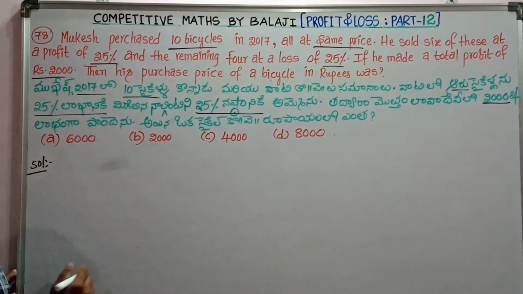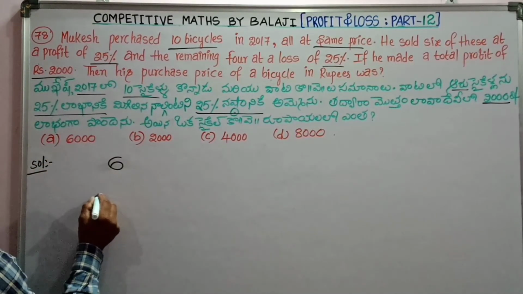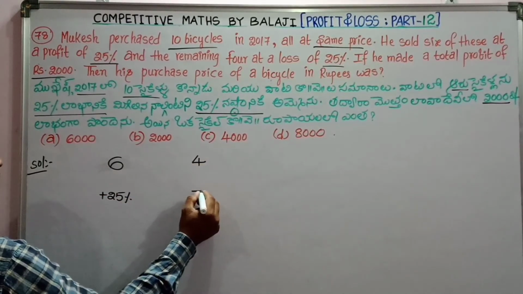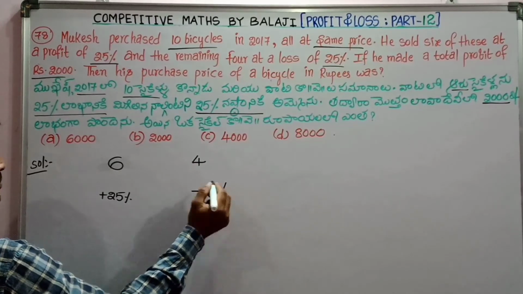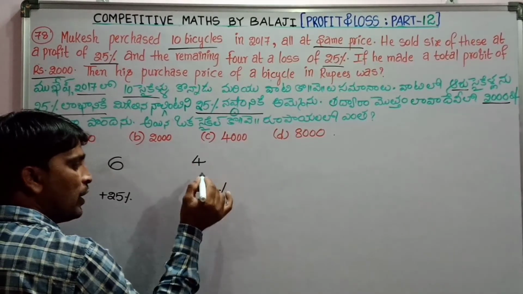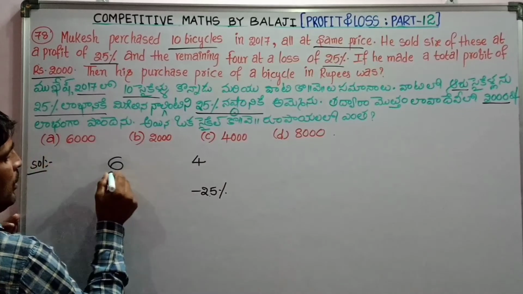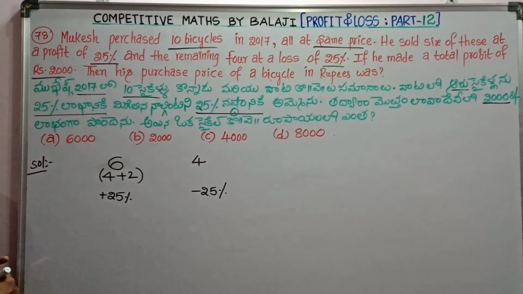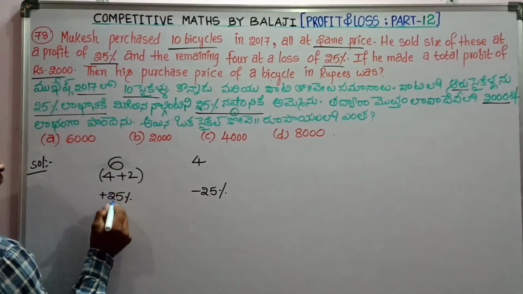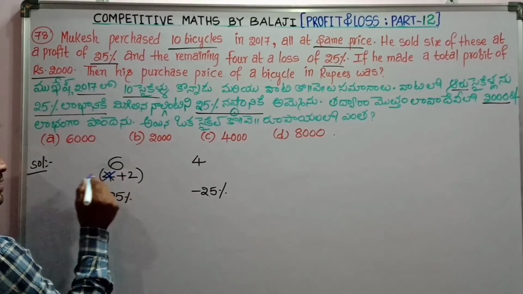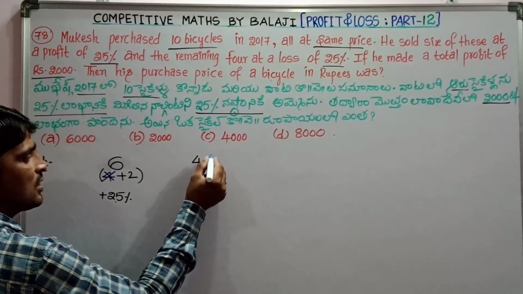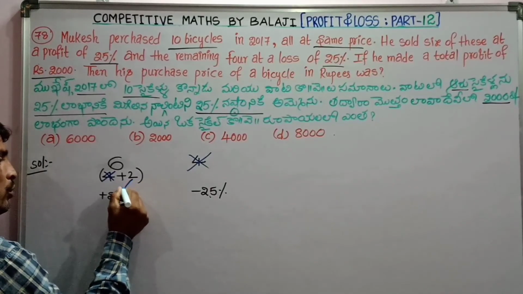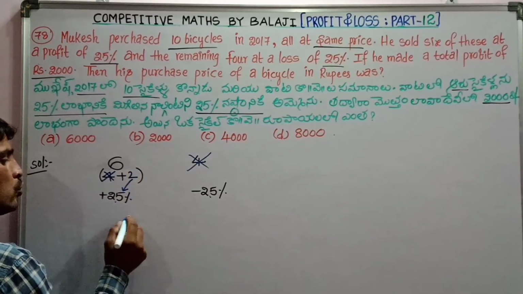Solution. Yes, he sold 6 cycles at 25% profit. The remaining 4 bicycles at 25% loss. We have 25% loss on 4 bicycles. Now 6 can be split as 4 plus 2. 25% profit on 4 bicycles and 25% loss on 4 bicycles gets cancelled. So finally we have 25% profit on 2 bicycles.